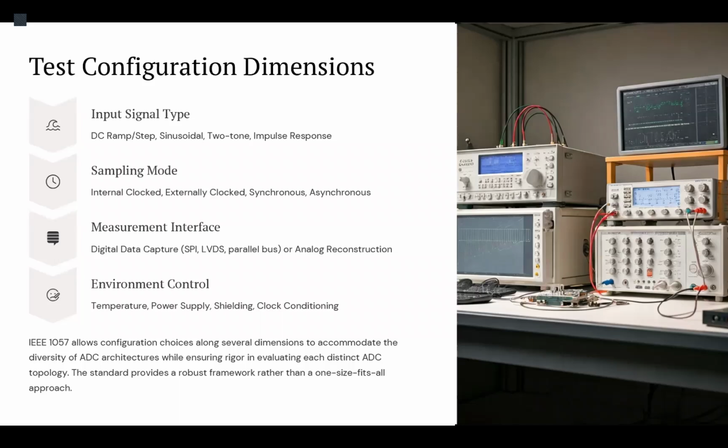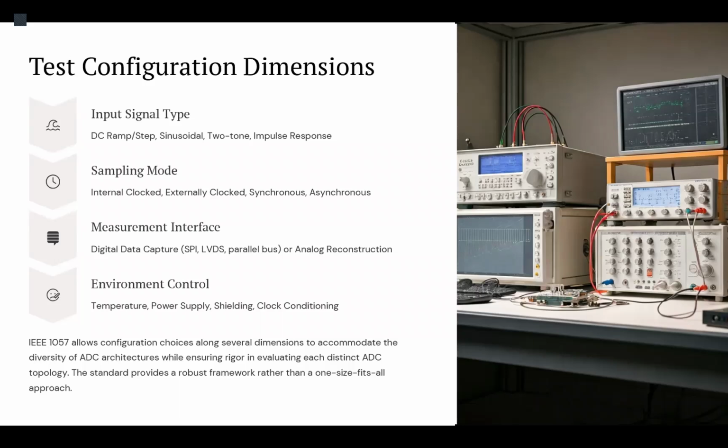Okay, so it could be internally clocked, it could be externally clocked, it could be synchronous, it could be asynchronous. For example, in internal clock, the ADC uses its own sampling clock, which limits the control but simplifies the integration. But if you use external clocking, it allows precise timing, control and synchronization with the signal source. Okay, which, if we want to have coherent sampling, is very critical.